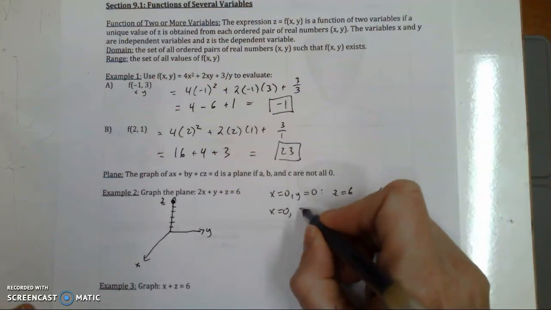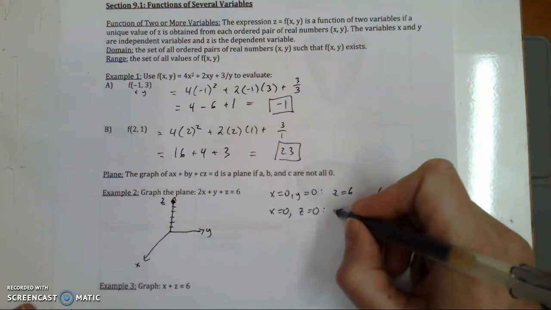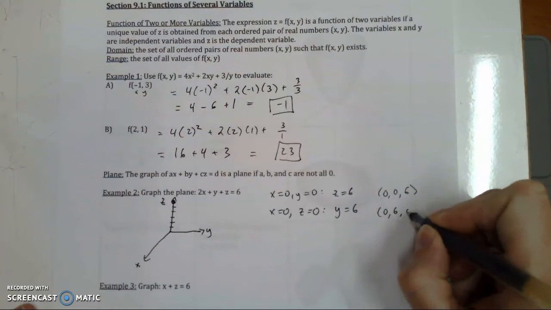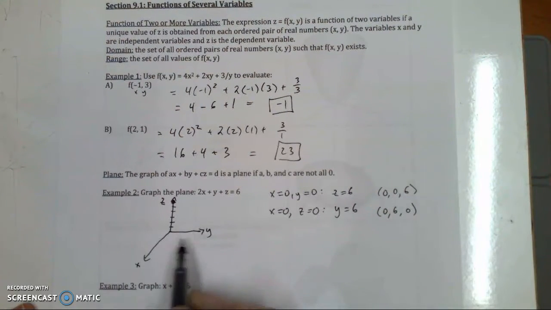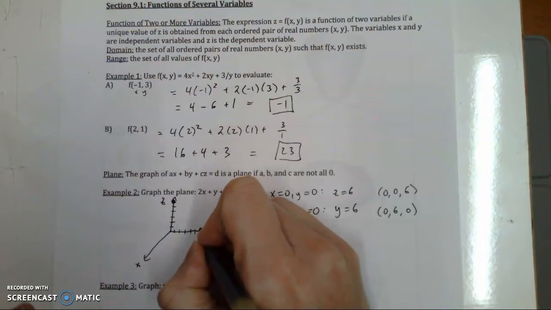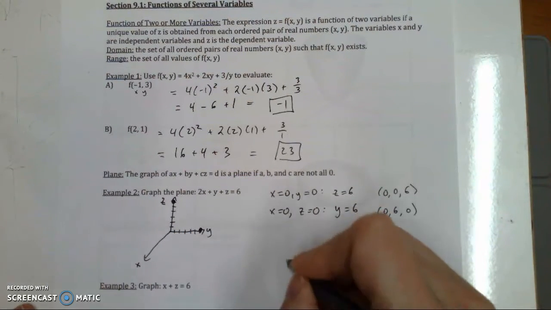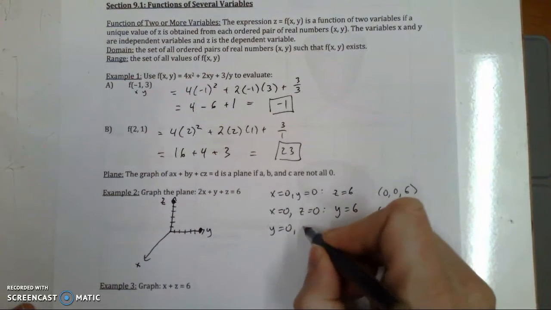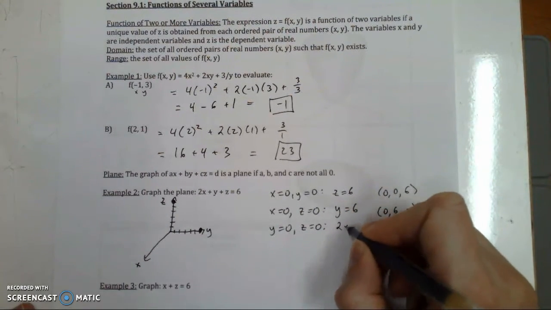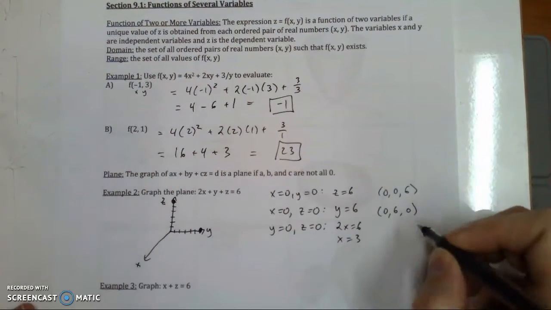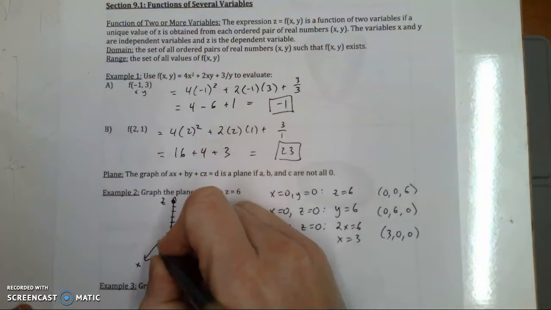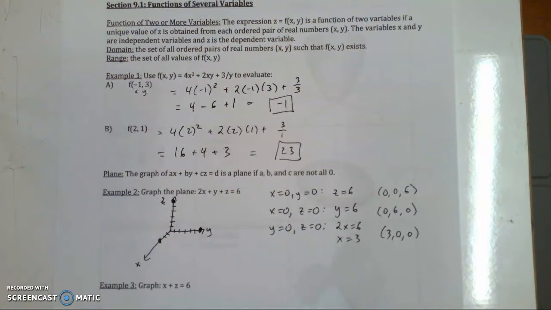Let's try now. X is 0 and z is 0. That's going to get me y is 6. So that's the point 0, comma 6, comma 0. So that's along the y-axis. 1, 2, 3, 4, 5, 6. I should have drawn my axis a little bit longer. And finally, let's have y equals 0 and z equals 0. And that's going to get me 2x is 6. So I get that x is 3. So 3, comma 0, comma 0 is going to be about there.